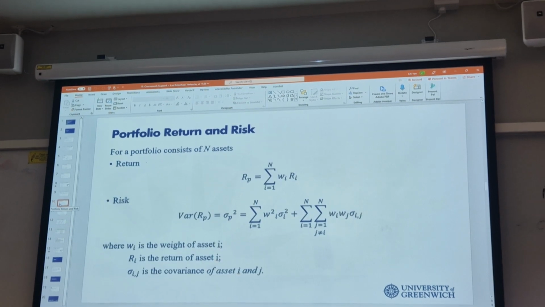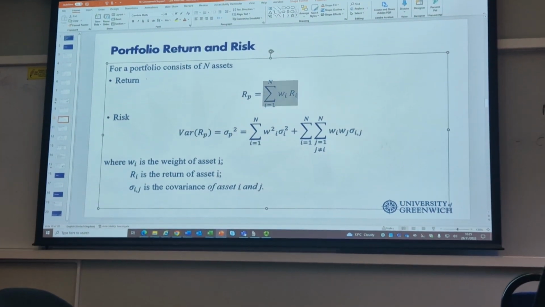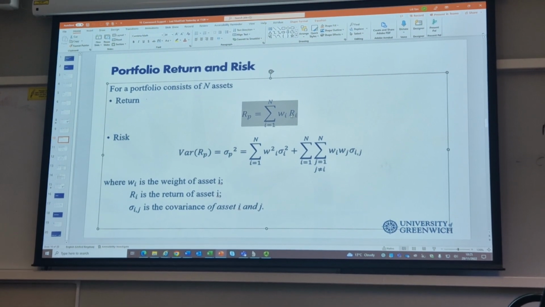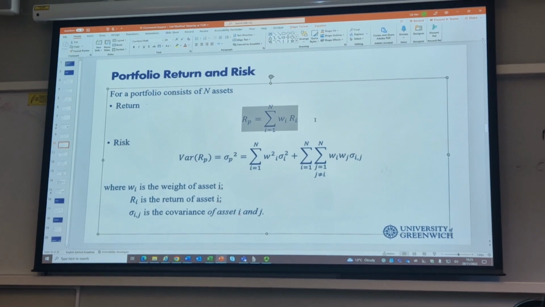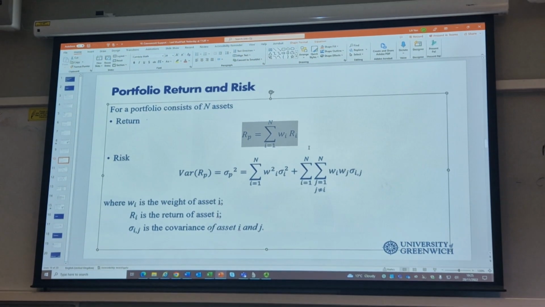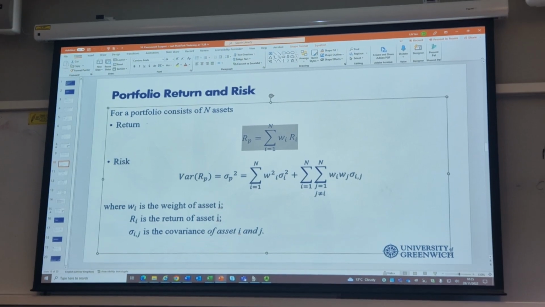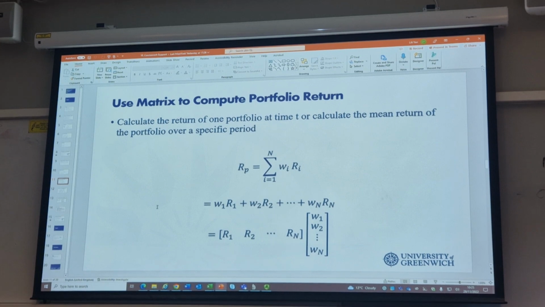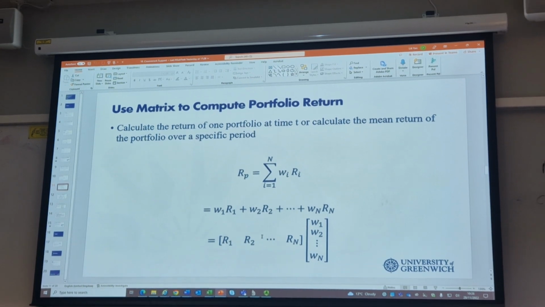To calculate the return of the portfolio, we use this function. It's the weight of each asset times the return of each asset, and then add them up. So it could be very tedious, because we need to do that one by one. What we can do is to use it in a matrix.